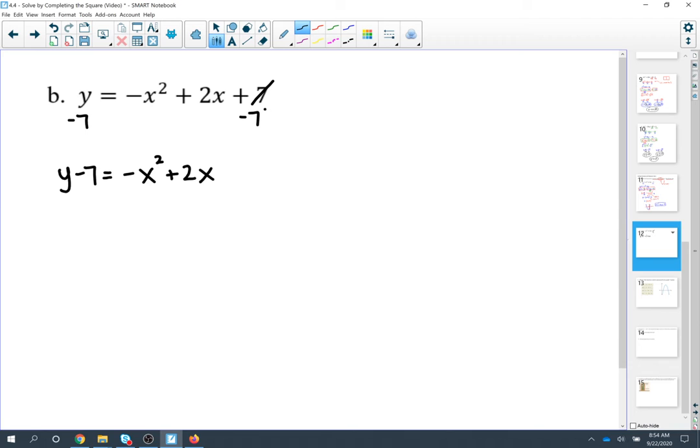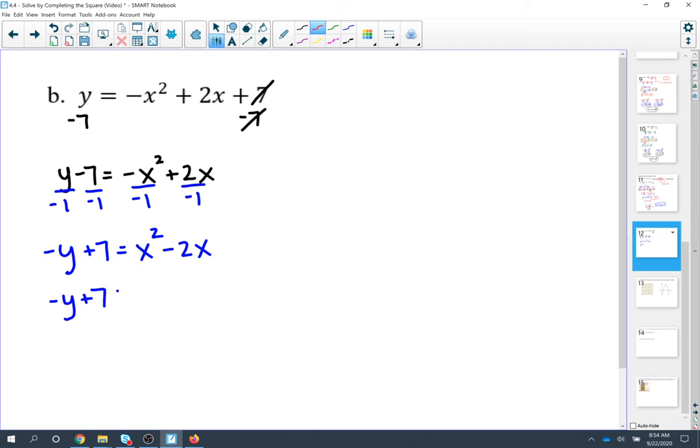Now, on this example, we have another problem, and that other problem is that on your x squared, your a value has to be positive 1. So in order to do that, I'm going to divide everything by a negative 1. That's going to change it to a negative y plus 7 equals positive x squared minus 2x. Now I have a positive 1, so I can complete the square. Negative y plus 7 plus blank equals x squared minus 2x plus blank.